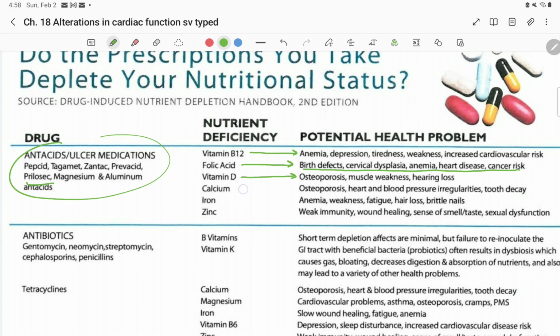Here are your side effects. Calcium deficiency, here are your side effects. Iron deficiency, with side effects such as anemia, weakness, fatigue, hair loss, brittle nails. Zinc deficiency: weak immune system, poor wound healing, decreased sense of smell and taste. Sexual dysfunction can come from zinc. When people see this, they say, yeah, I've got that and that and that. So we mark all the things they claim to have, based on the side effects of the medication they're on.